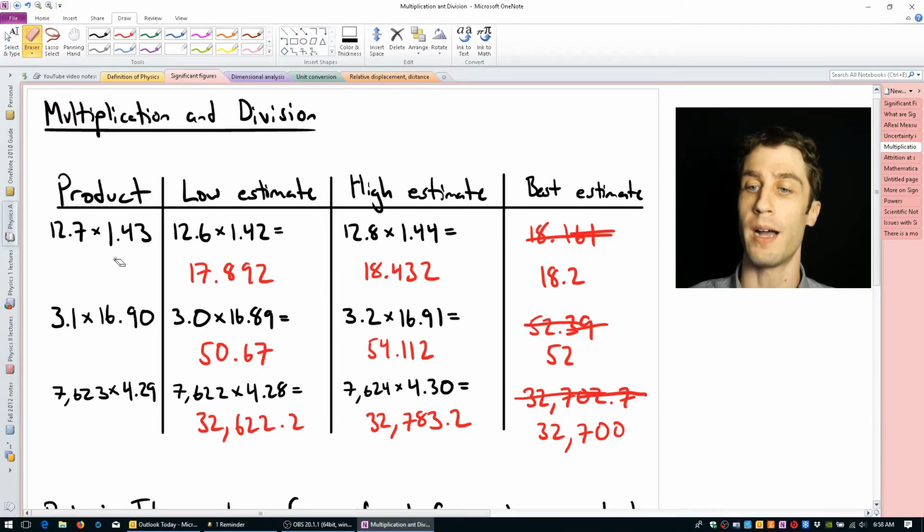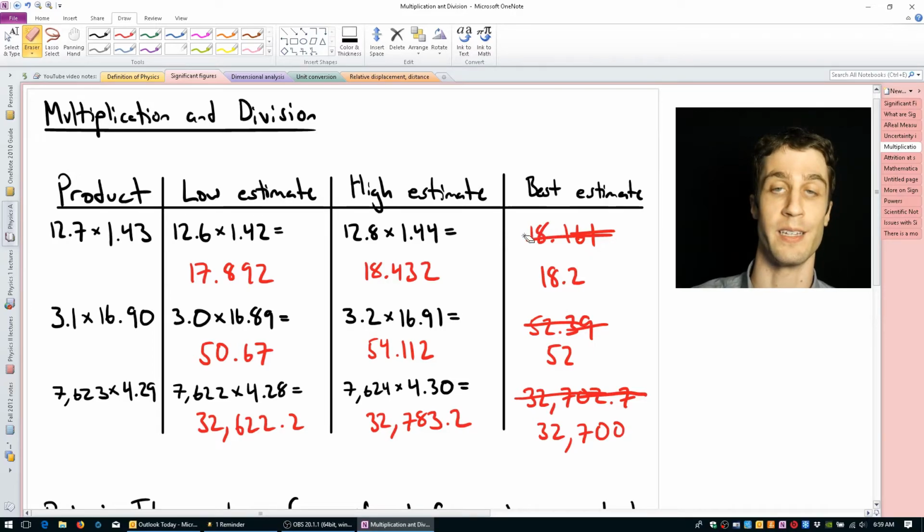And so in the numbers that we're multiplying together, whichever number had the fewest number of significant figures was the number of significant figures that we kept in the product itself. So 18.2 has 3 significant figures, and each of these numbers has 3 significant figures. 52 has 2 significant figures. 3.1 has 2 significant figures, and 32,700 has 3 significant figures.